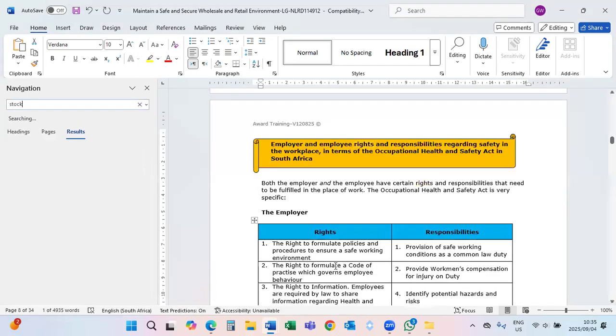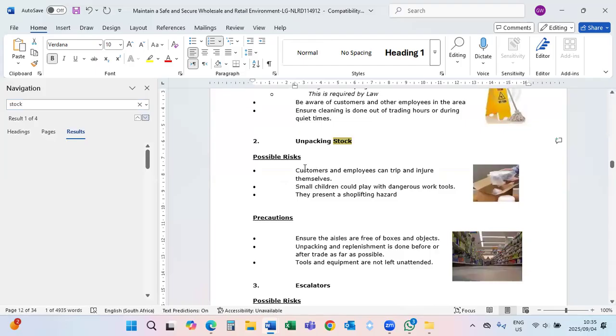Let's have a look at the word stock. There we go. Customers' employees can trip and injure themselves. Small children could play with dangerous work tools. They present a shoplifting hazard. Okay, and those are the precautions there.